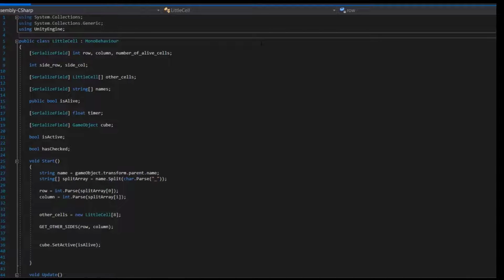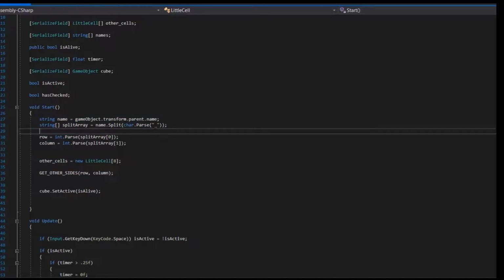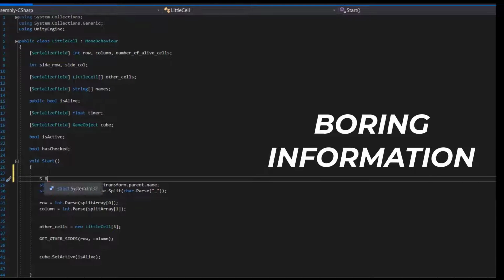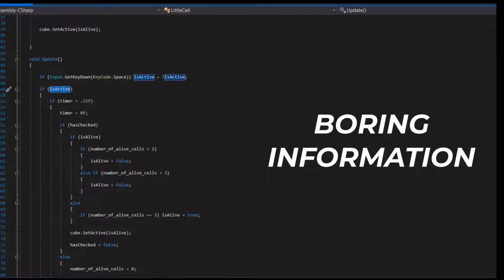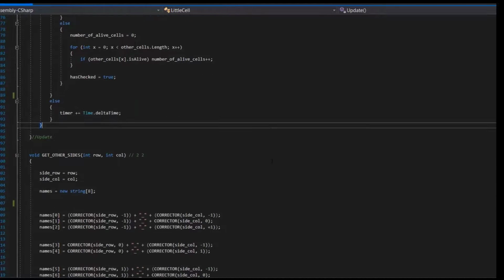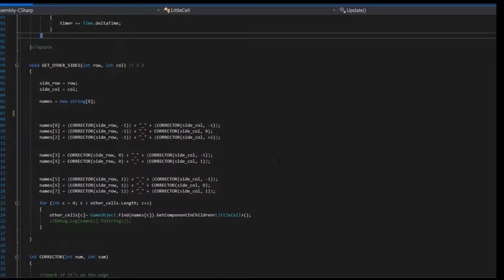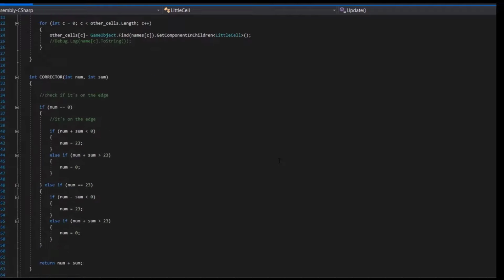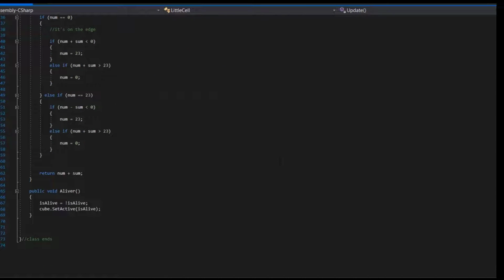But if you really want to know how my code works, here is the source code of it. I have attached this code to each cell in the game, and here are the variables. And so on. I don't know how to explain it, because I don't even understand how it works. All I know is it's working, but just try to read it. And if you could figure it out, I would appreciate it if you explained it to me. Thanks a lot.